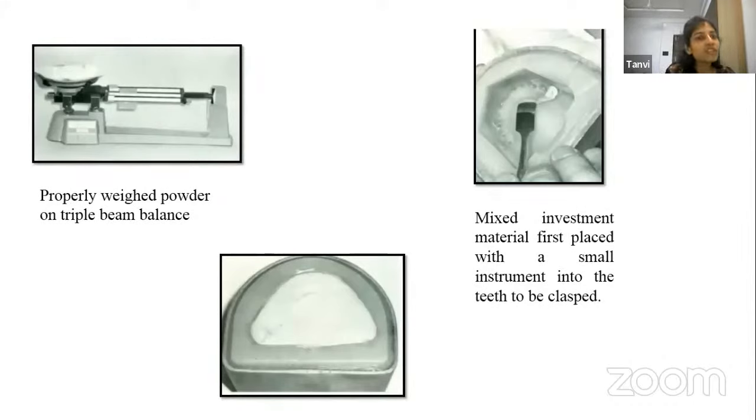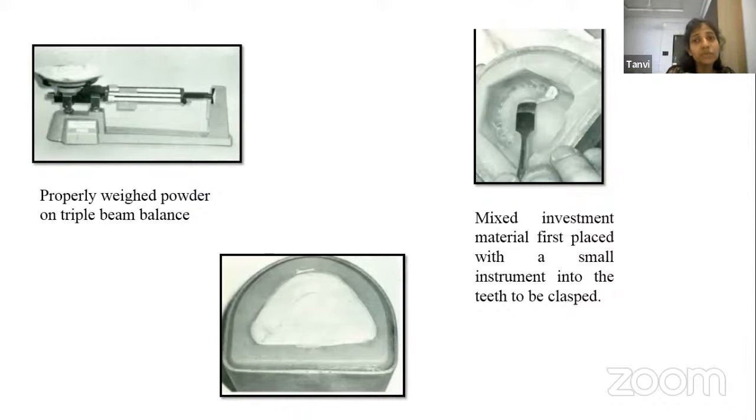Here, the manufacturer's instructions are to be followed very properly. As per the instructions, the powder is weighed on the beam balance and mixed as per the manufacturer's instruction. Then, very carefully, the investment material is placed into the mold.